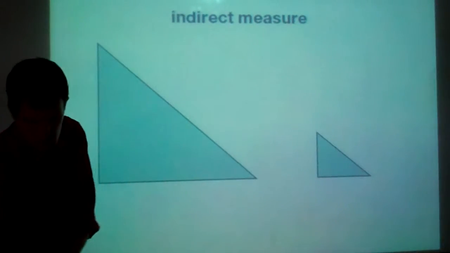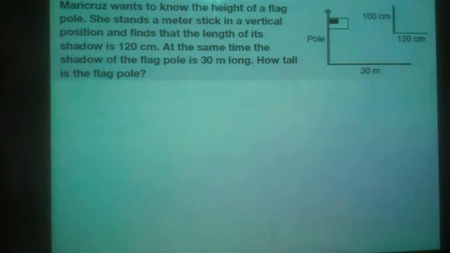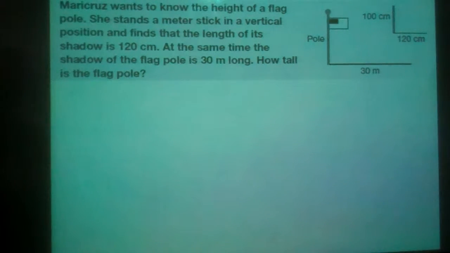Okay. So let's take a look at some examples. I have 2 of them for us. This would be an example of something we couldn't just go out and measure, at least very easily. So we want to know the height of a flagpole, and this young woman stands a meter stick in a vertical position and finds that the length of its shadow is 120 centimeters. At the same time, the shadow of the flagpole is 30 meters long. How tall is the flagpole?